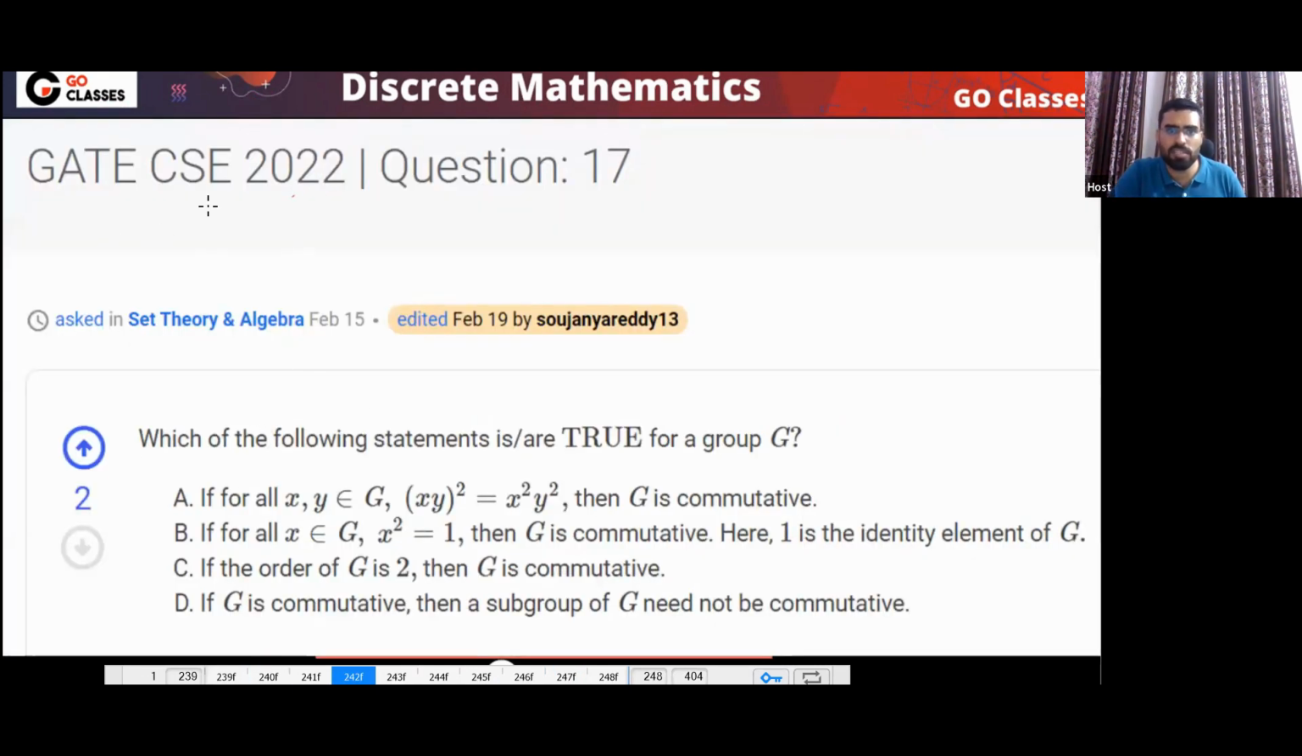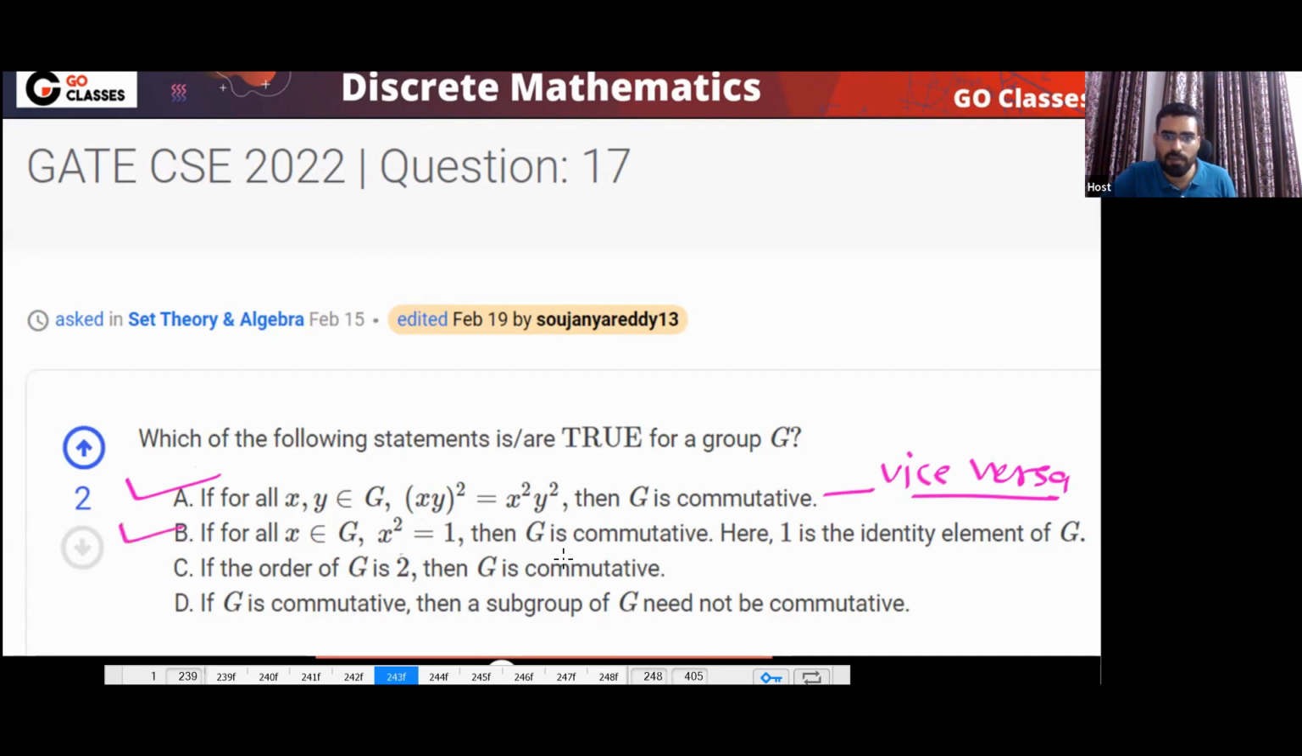This is a GATE 2022 question, the latest question. What is the answer? Which of the following statements are true? For all x comma y, if this happens, then it is commutative. Yes. This is two-way, and the converse is also true. Vice versa. Remember, this statement is two-way.